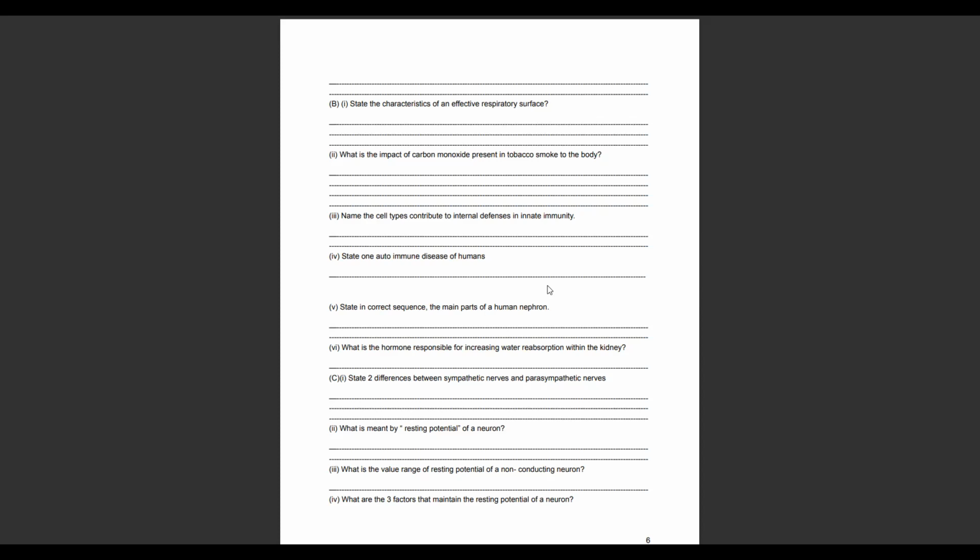In sympathetic nerves, the neurotransmitter secreted is norepinephrine and the other one is acetylcholine.